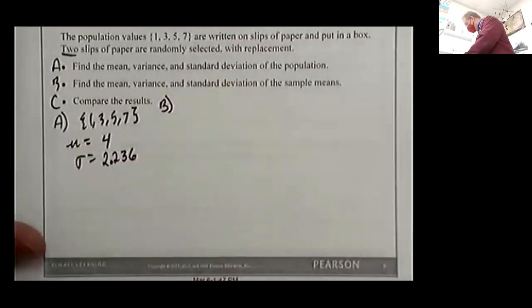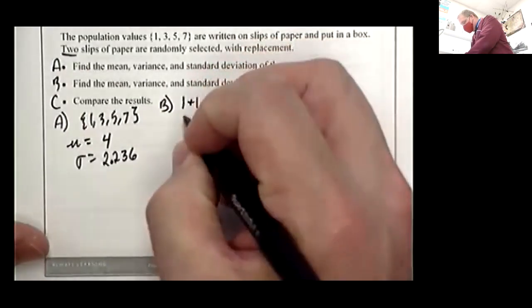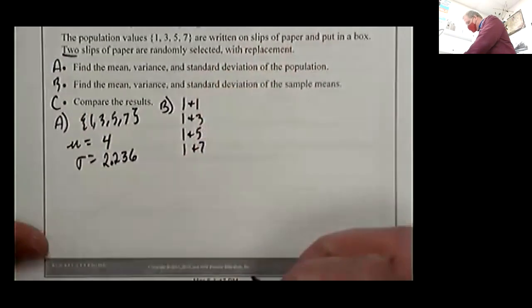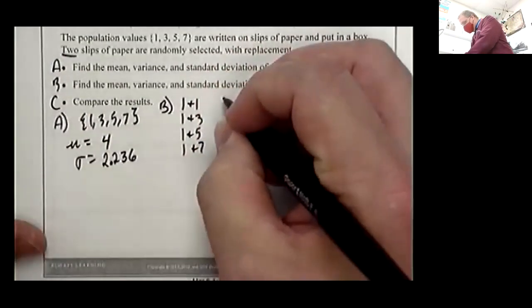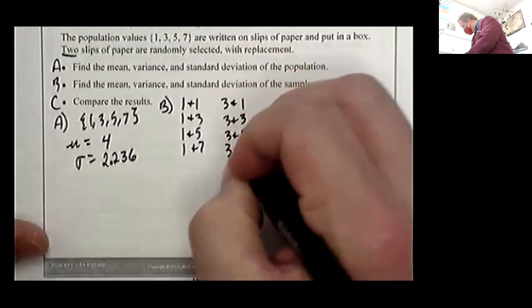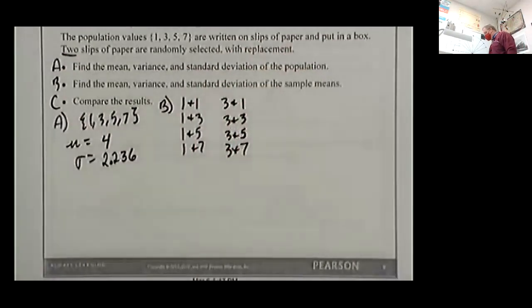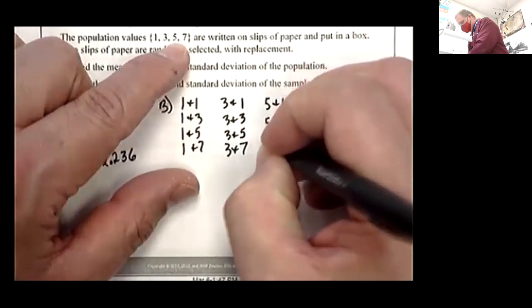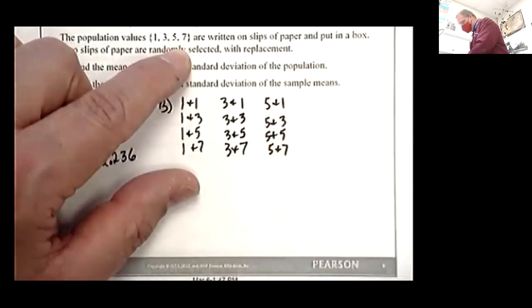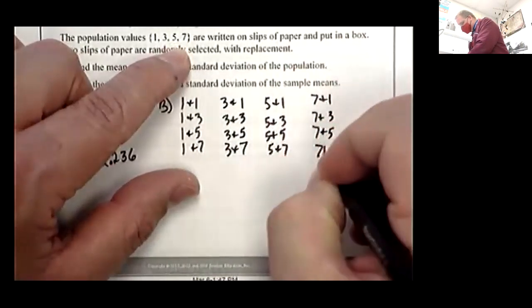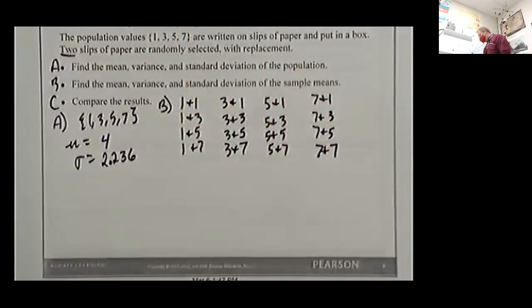So we could pick a 1 and a 1. We could pick a 1 and a 3, a 1 and a 5, and a 1 and a 7. We could pick a 3 and a 1, a 3 and a 3, a 3 and a 5, and a 3 and a 7. And hopefully you see what I'm doing here. I'm just looking at all the different combinations that could occur. Could get a 5 and a 1, a 5 and a 3, a 5 and a 5, and a 5 and a 7. And I could get a 7 and a 1, a 7 and a 3, a 7 and a 5, and a 7 and a 7. So those are all of the possibilities.